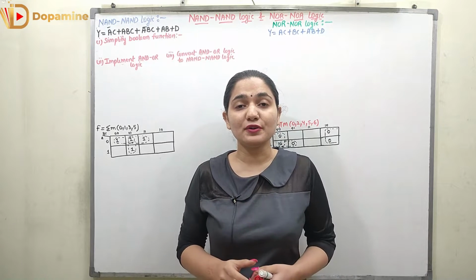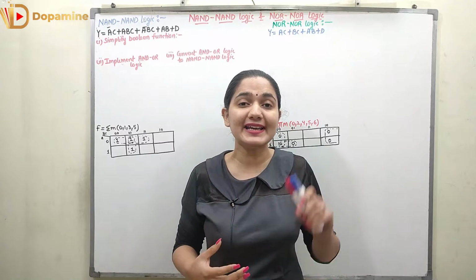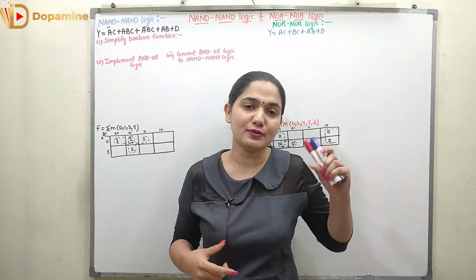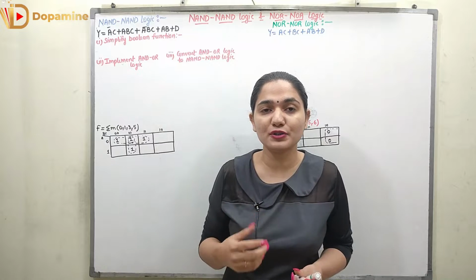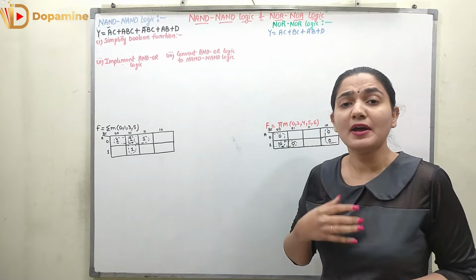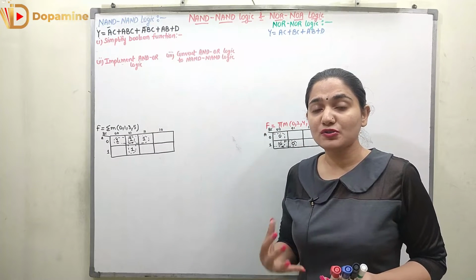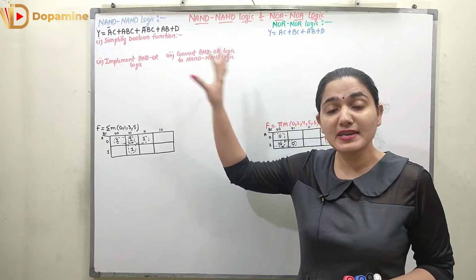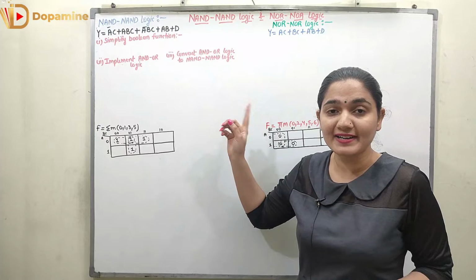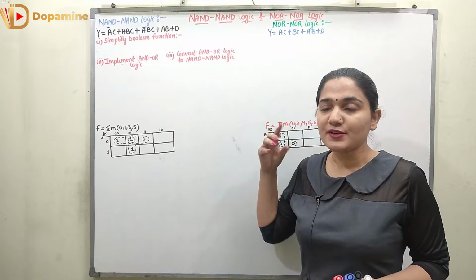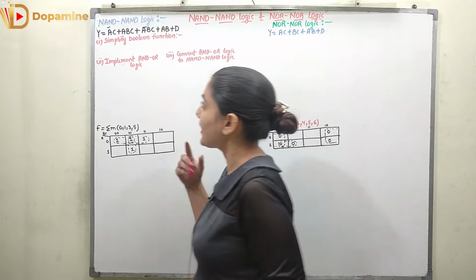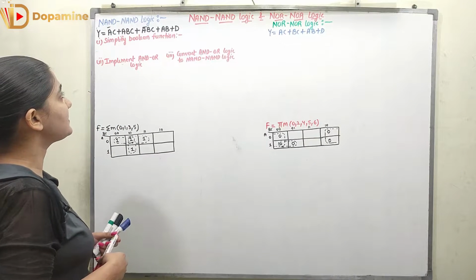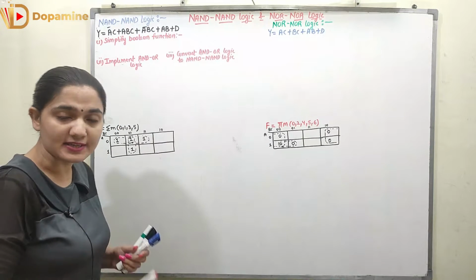Today in this video we are going to see how we can implement any boolean function using NAND logic or using NOR logic. We are going to talk about some questions and examples, and with the help of these examples we can see how we can implement any function with the help of NAND and NOR. We are starting with the NAND logic, and the boolean function given to us is a bar c plus abc plus a bar bc plus ab plus d.